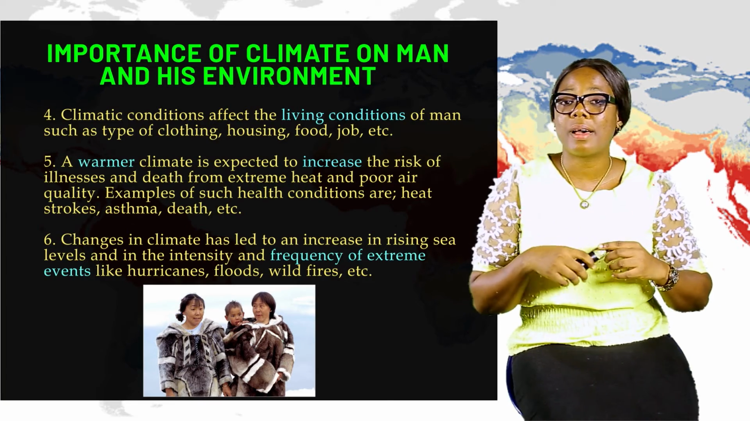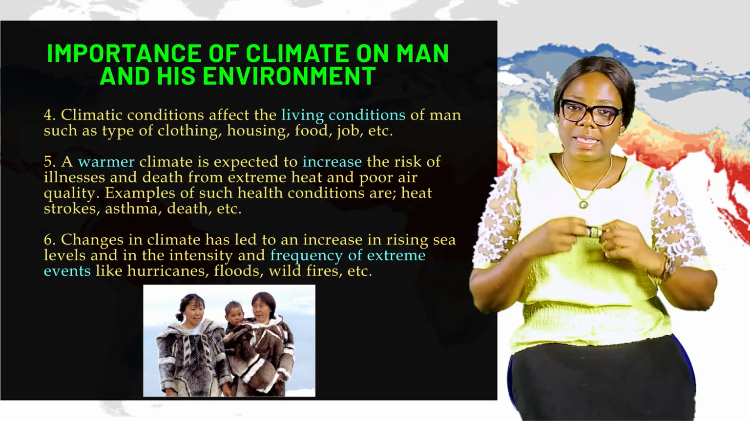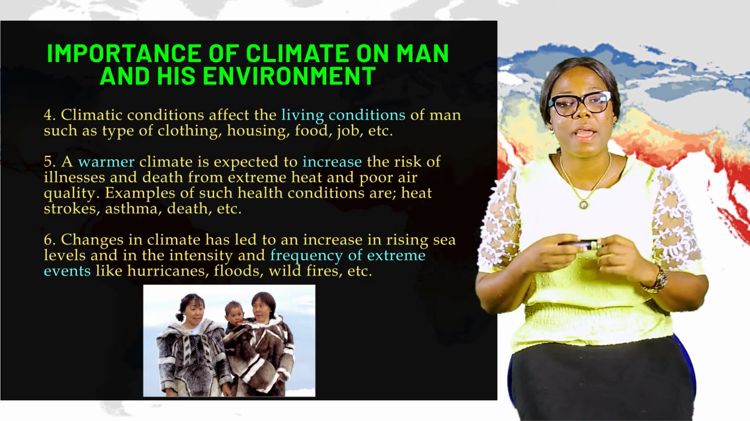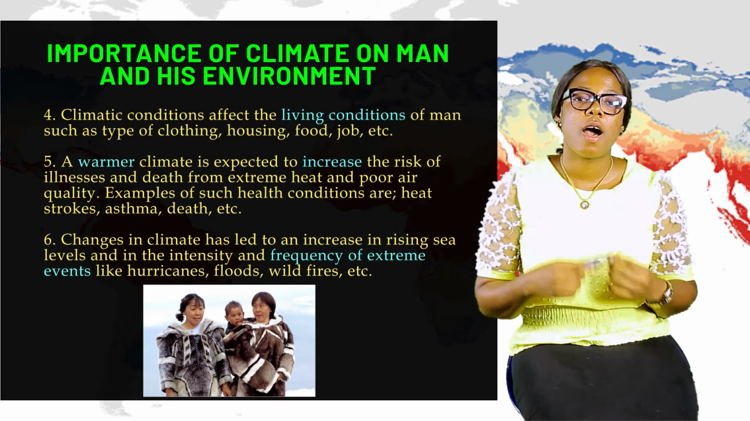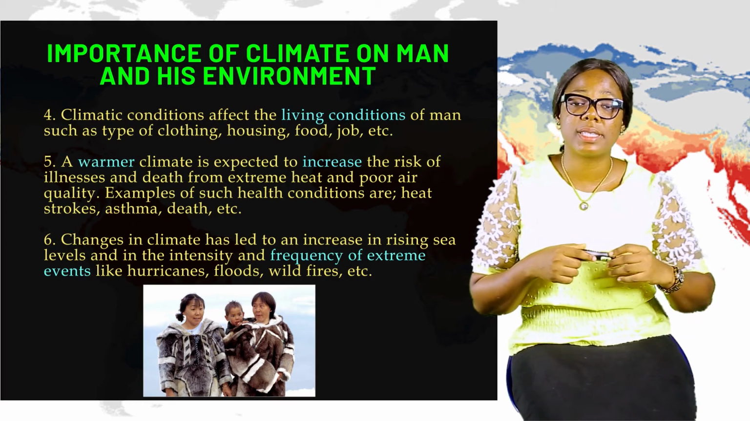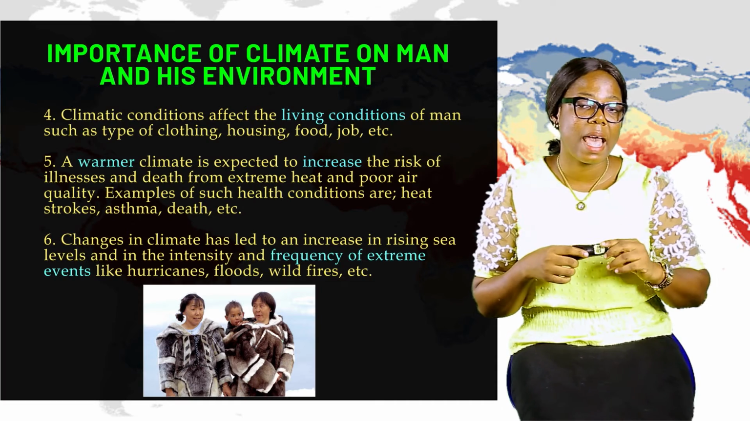For example, in our country, Nigeria, we wear light clothes because the climatic condition is warm and is tropical. While this image showing on the screen shows people wearing thick clothing because the area is very cold or has polar climates.